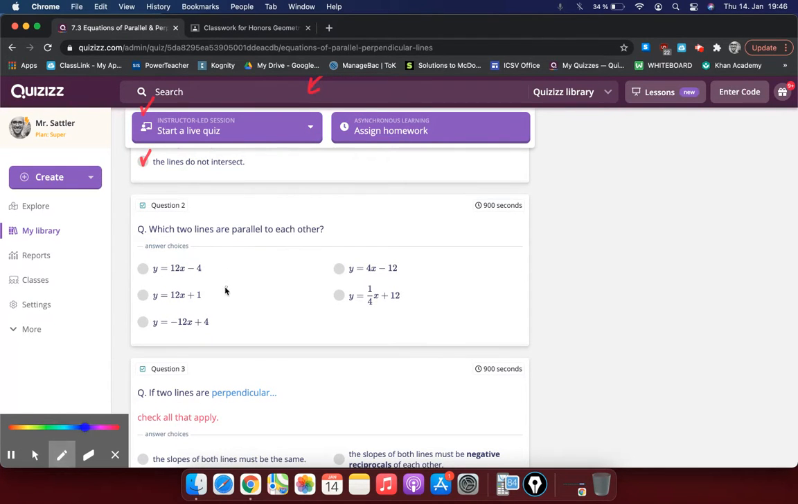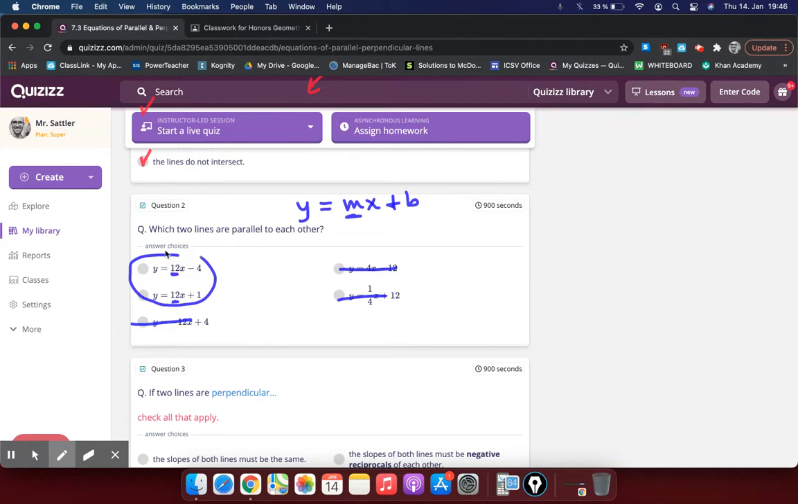Which two of these have the same slope? So if you compare y equals mx plus b, which two have the same m? The number in front of the x, these two both have 12. This is negative 12. And these two are not the same. So it's got to be these two that are parallel.